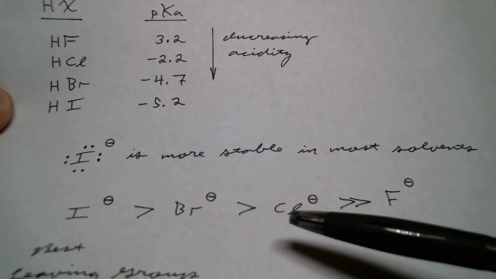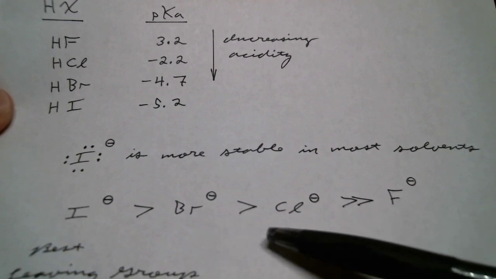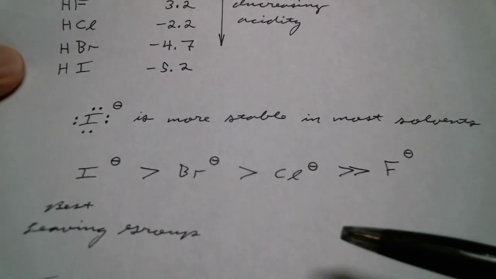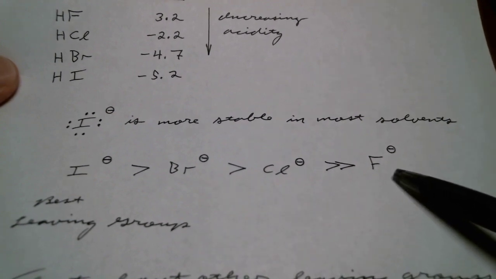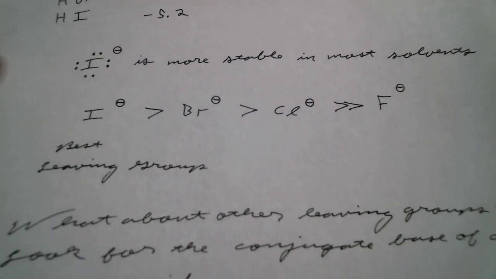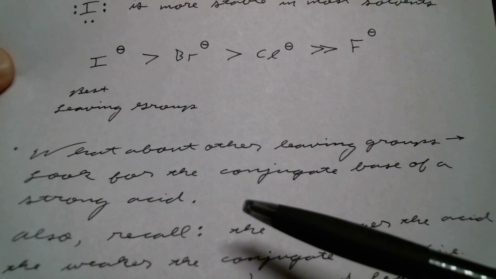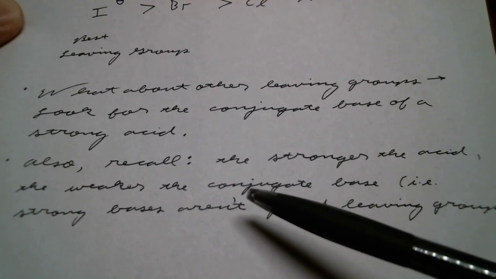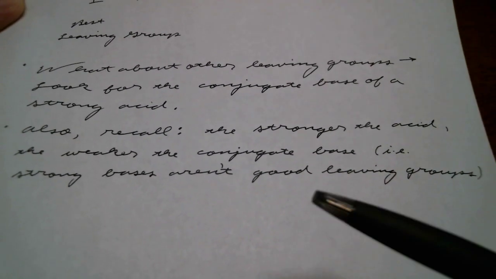Bromide's still a nicely spread out charge, so is chloride. And these are much more stable as conjugate anions than fluoride. Fluoride is actually a weak conjugate base. So our best leaving groups in the halogen series are iodide, bromide, and chloride. We won't see fluoride serving as a decent leaving group in that series of halogens. What about other leaving groups? Well, we want to look for the conjugate base of a strong acid, because that means that base is stable in most solvents. It's important to also recall that the stronger the acid, the weaker the conjugate base. Strong bases aren't good leaving groups for the SN2 reaction.